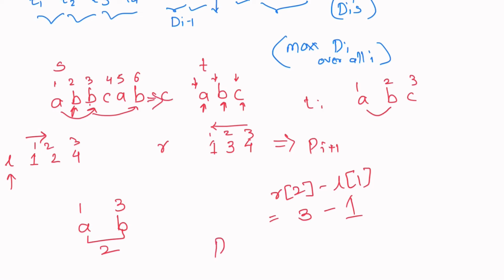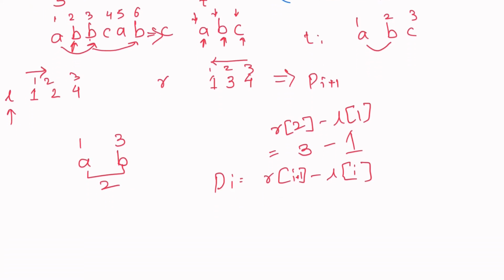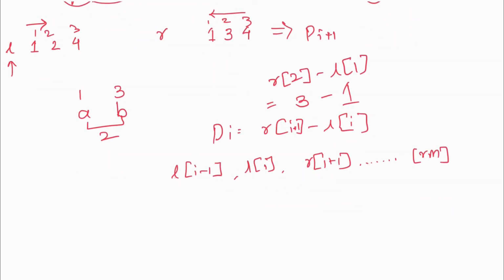So this is correct. So for D of I we simply have to do R of I plus 1 minus L of I, and the subsequence thus formed will be first the regular subsequence till L of I minus 1, then we are taking L of I, then the subsequence at R of I plus 1 till the end, R of M. So if we find the values of D of I for each of those positions, that is P of I plus 1 and P of I, using this formula, the answer will be the max of all such D of I values, that is for all values of I.